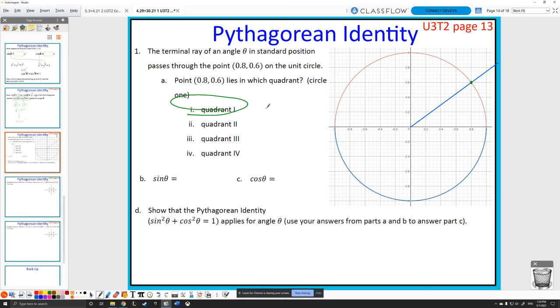Now, from here, it first asks what quadrant it is in. As we know, this is in quadrant 1. And they tell me this is on the unit circle, right? So because on the unit circle, my sine value is just whatever the y is. My cosine is just whatever the x is. So sine is 0.6, cosine is 0.8.